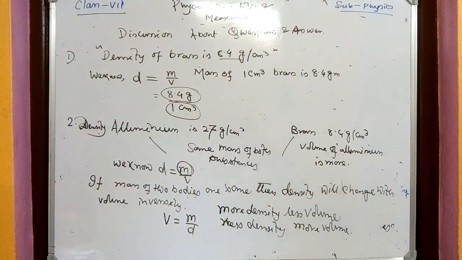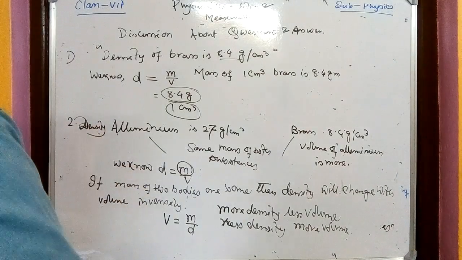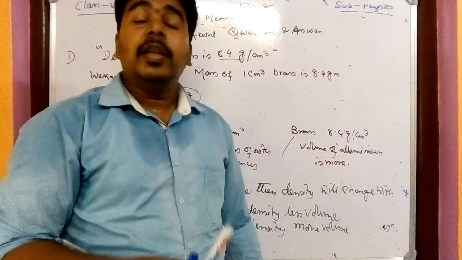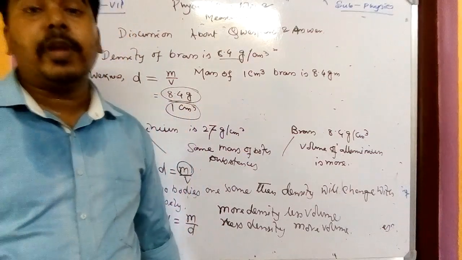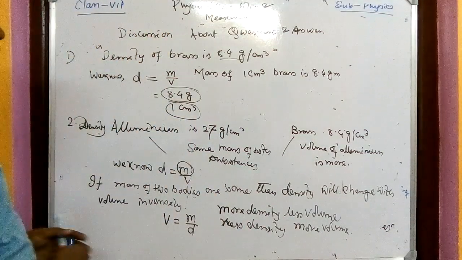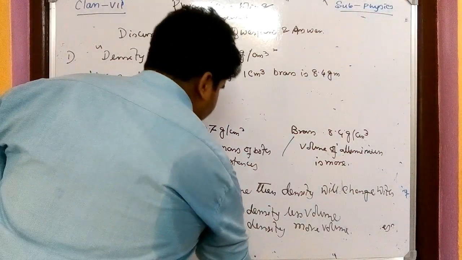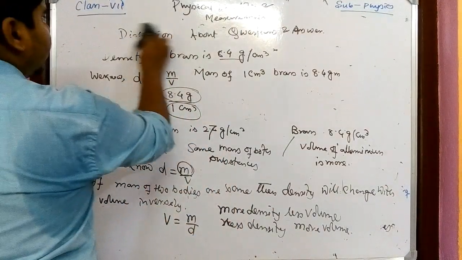Volume of aluminium is more and volume of brush is less. Okay, this is the step by which you have to understand. I think by those questions you can understand what type of questions may come in the exam. This type of questions may come in the exam, so you have to be very careful about that. Now coming to some numerical, easy numerical.